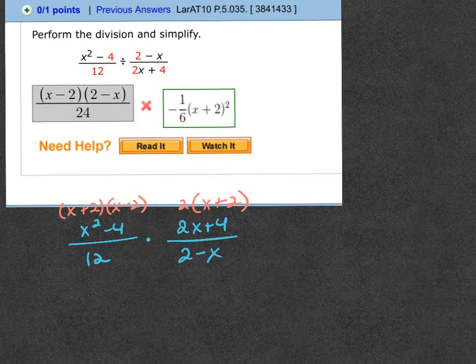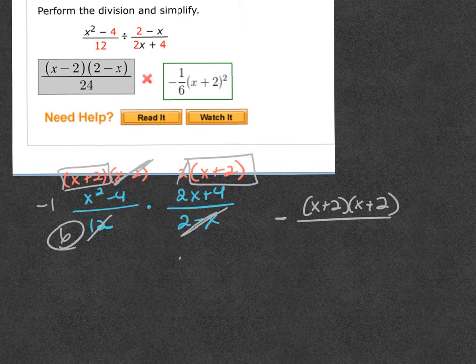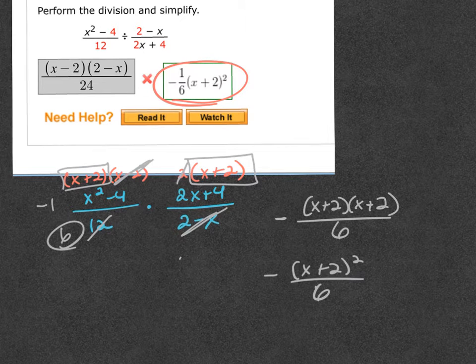And now I can cancel the x, well, the 2 goes into the 12 6 times. X minus 2 and 2 minus x are opposites, so that gets a negative. And then my numerator has 2x squared, x plus 2's, so I can do the negative out front. X plus 2 times x plus 2 over the denominator just has the 6, which can be negative x plus 2 squared over 6. WebAssign took the 1/6 out. You don't need to do that, okay? You could keep it in the denominator. It's just that the negative's got to be there.